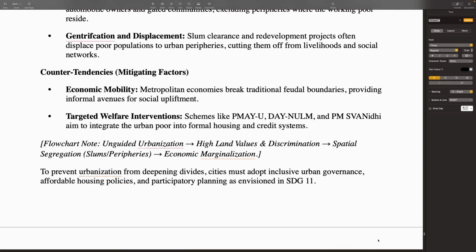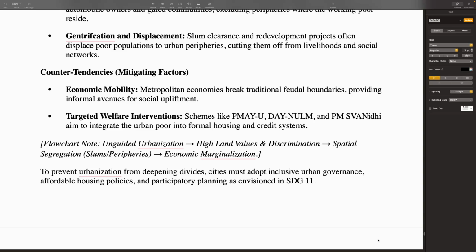Counter tendencies, mitigating factors. Economic mobility. Metropolitan economies break traditional feudal boundaries, providing informal avenues for social upliftment. Targeted welfare interventions. Schemes like PMAY, DAY-NULM, and PM SVANidhi aim to integrate urban poor into formal housing and credit system.